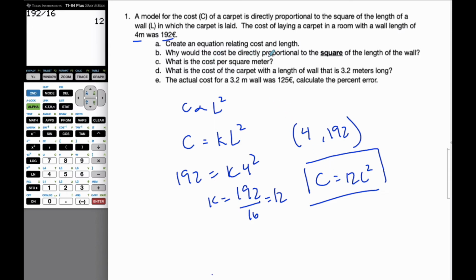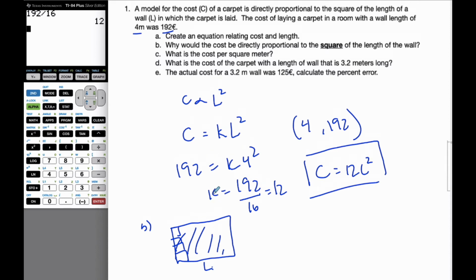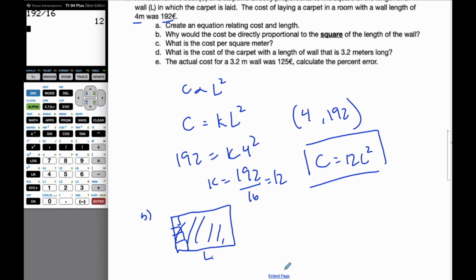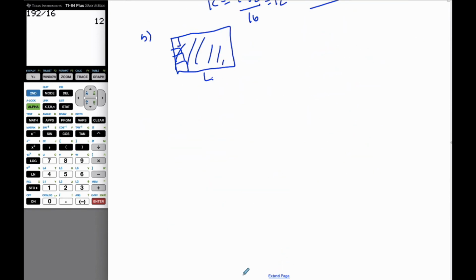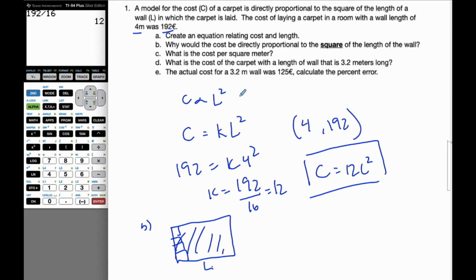So think about, why would the cost be directly proportional to the square of the length of the wall? Well, if I have a room, here's the length of the wall, and it's talking about the cost of laying a carpet. It's going to be squared because this is an area. So it's really talking about an area, and there's a relationship there of some kind. When we're modeling various scenarios, we should think about the geometry that's available and the relationship that may exist in other aspects as well. Sometimes we deal with volume, sometimes with area, and so you should consider those scenarios.